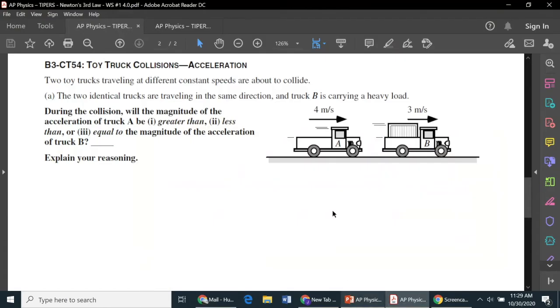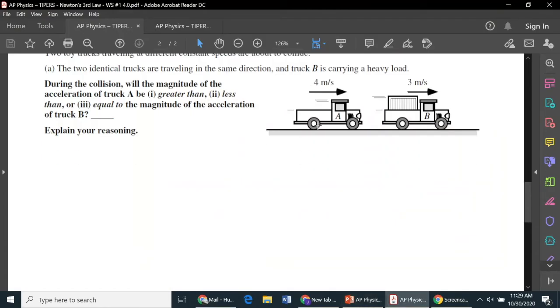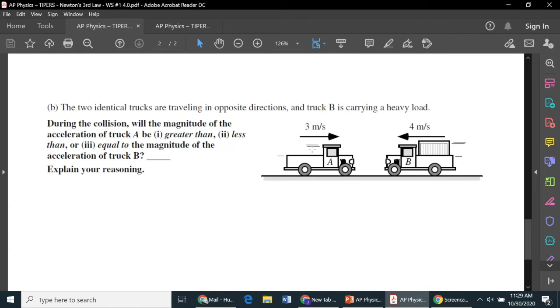So for the last question on that sheet, I think what you'll see is that it says here we've got these 2 identical trucks, but now they're traveling in opposite directions. And they're asking us to determine how the acceleration of A compares to the acceleration of B. And I hope everybody realizes it doesn't matter. Because according to Newton's third law, no matter what, the forces are the same.